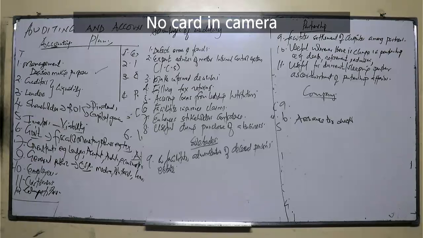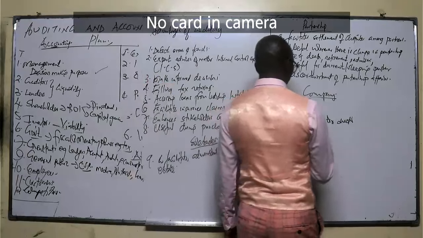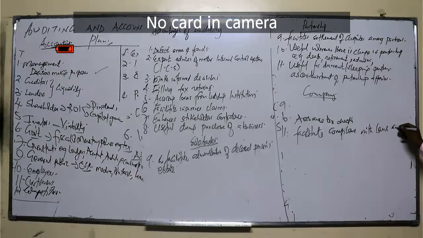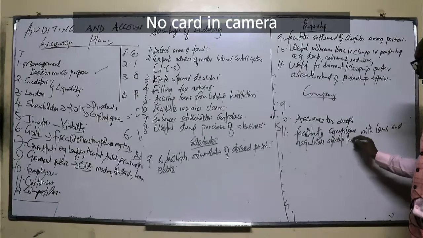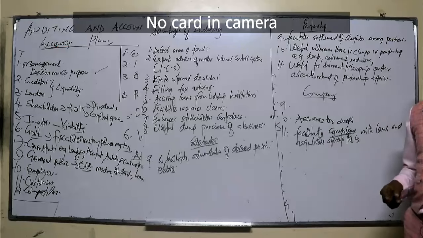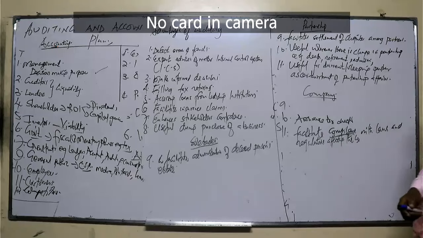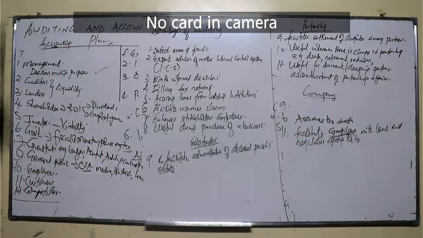And the last point, number 11: may facilitate compliance with laws and regulations affecting the company. Compliance, because companies are required by law to audit. So by auditing, it's a way of complying. It's an act of compliance to the rules and regulations. All right, those are the advantages.